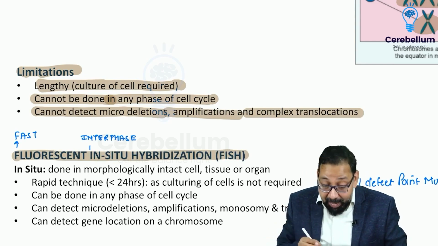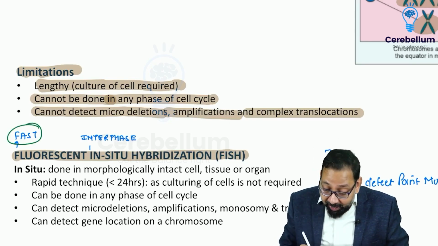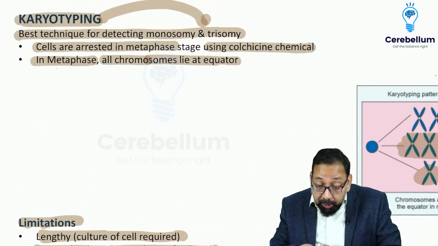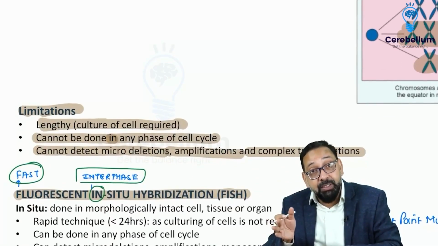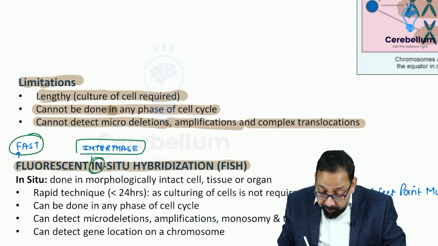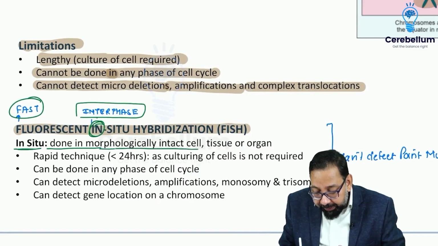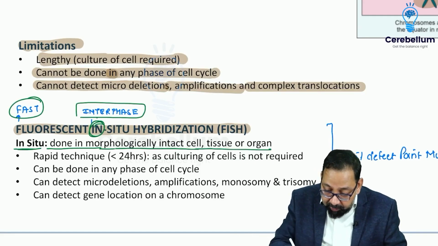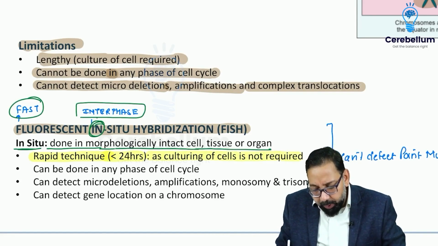First of all, the mnemonic: F for FISH, F for fast. This is a fast technique. I for interphase: FISH can be done in interphase. I told you karyotyping is done in metaphase, but FISH can be done in any phase, including interphase. In situ means done in a morphologically intact cell, tissue, or organ. It is a rapid technique, less than 24 hours required, as culture of cells is not required.